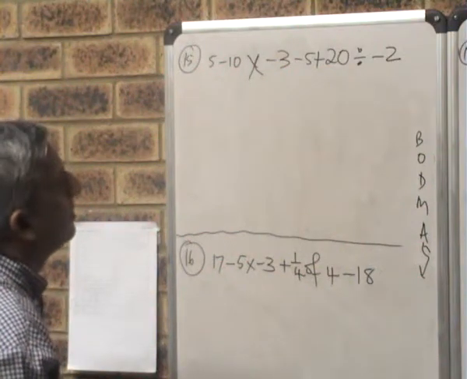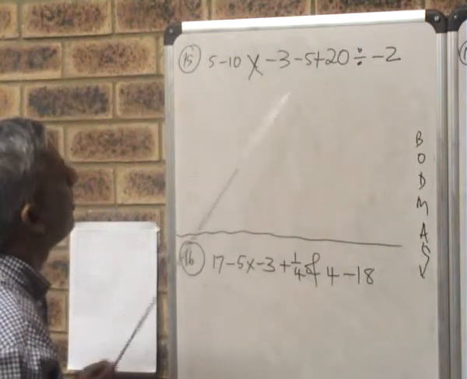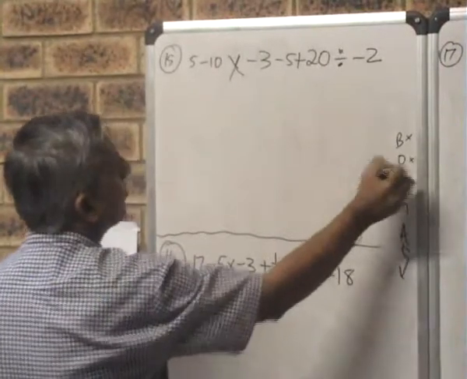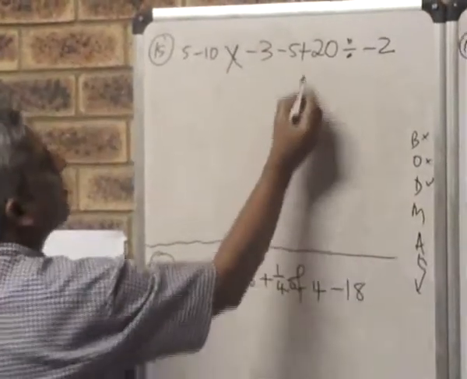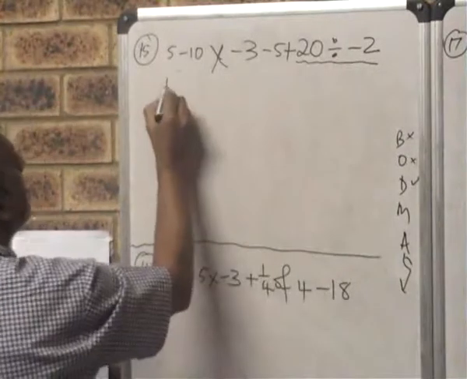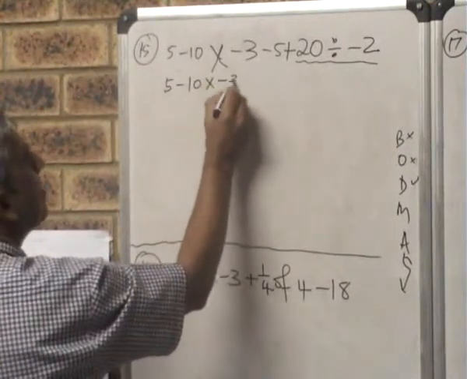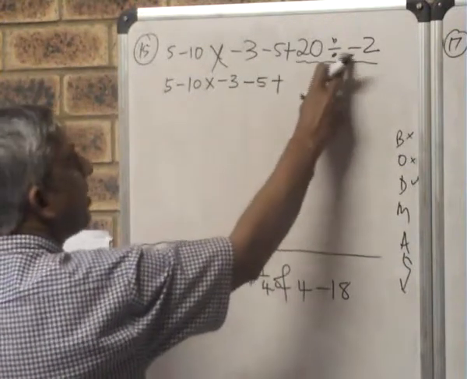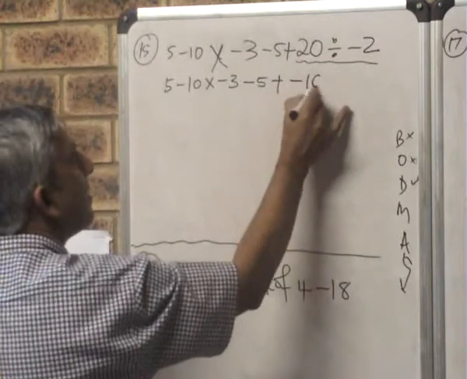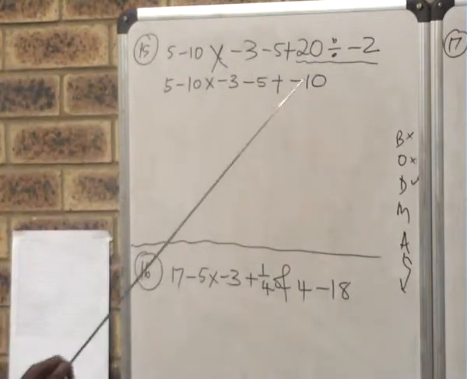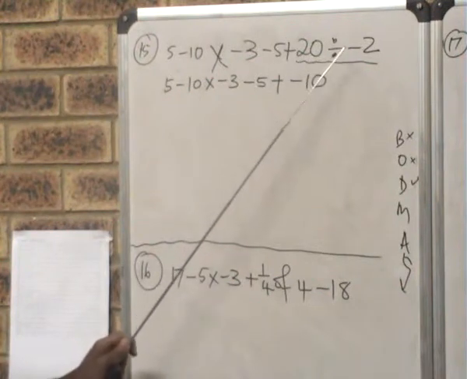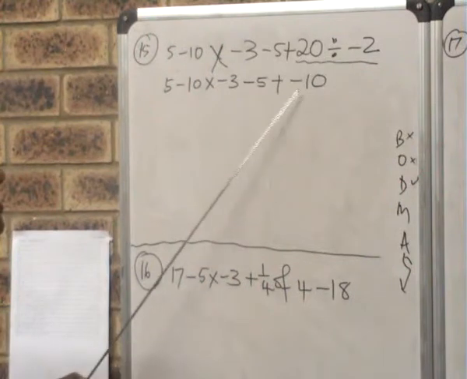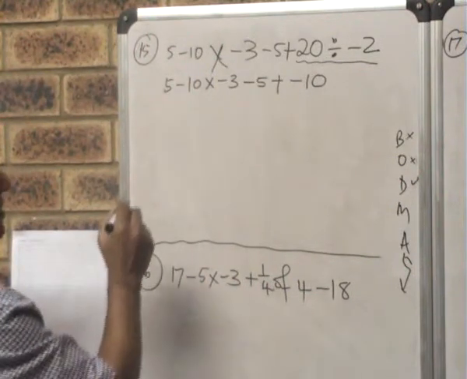All right, number 15. Applying the rule of BODMAS, we don't have any brackets, we don't have any of, but we do have a division, so we do our division first. So there's your 5, minus 10 times minus 3, minus 5, plus. Now 20 divided by minus 2 will give you minus 10, be careful. Remember your integer rules, 20 divided by minus 2 gives you minus 10 because plus divided by minus gives you minus.